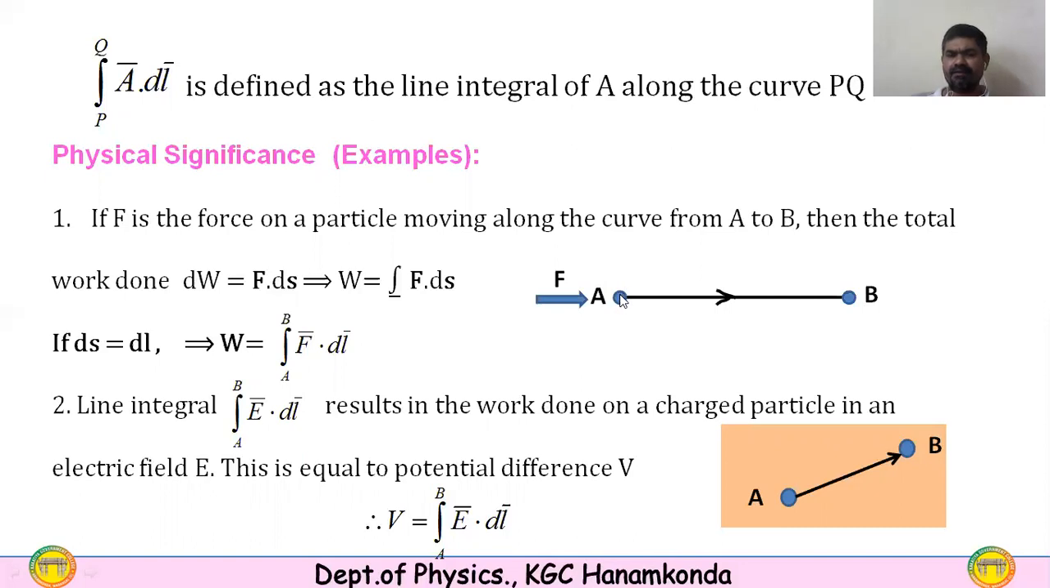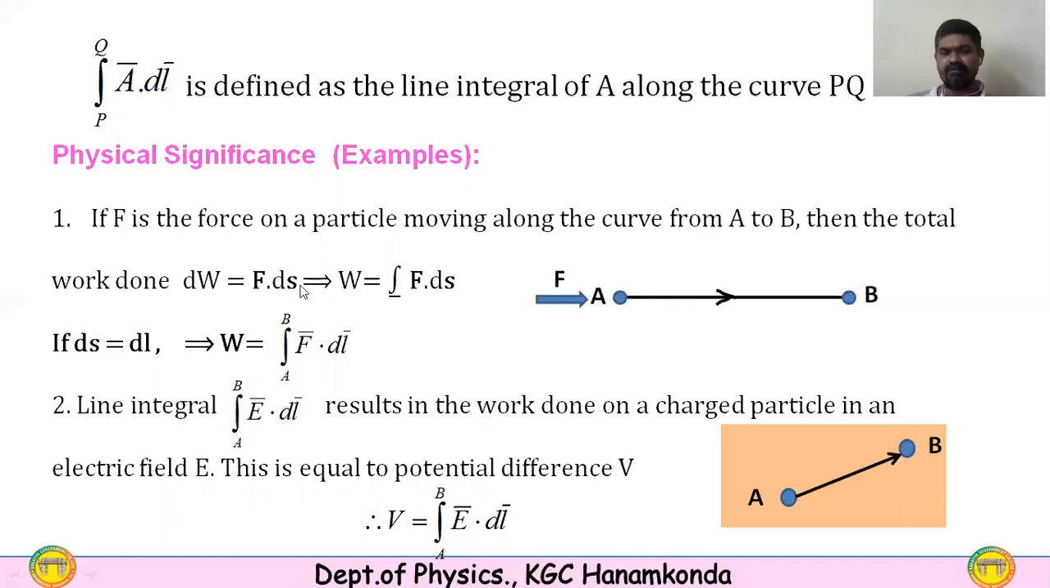Here, the particle is at A. We are applying an external force on this particle. That particle has moved to point B. There, some work is done. Therefore, the total work done on this particle is dW = F dot ds bar, where ds is the small displacement when we apply this force F.